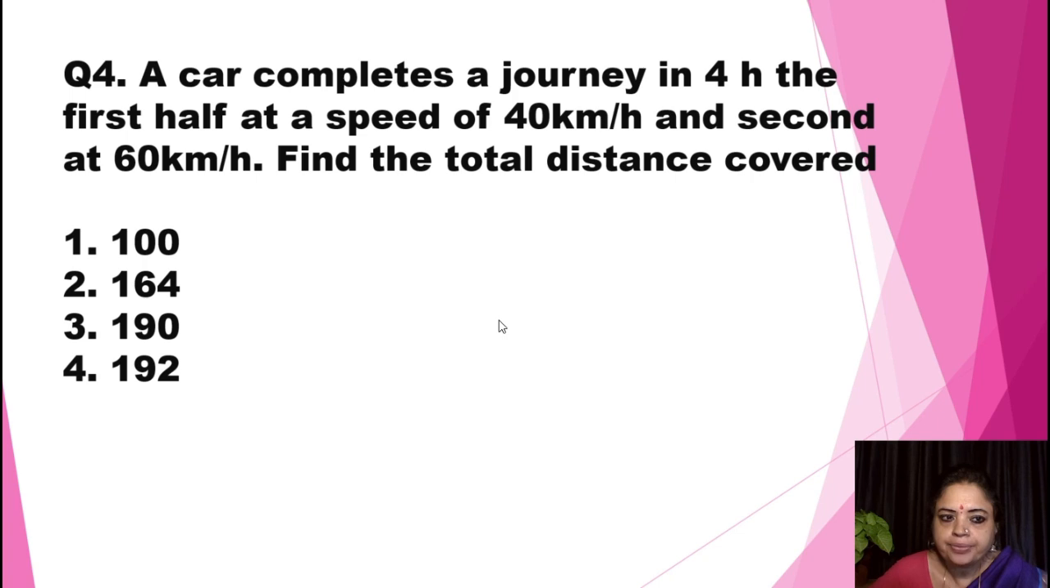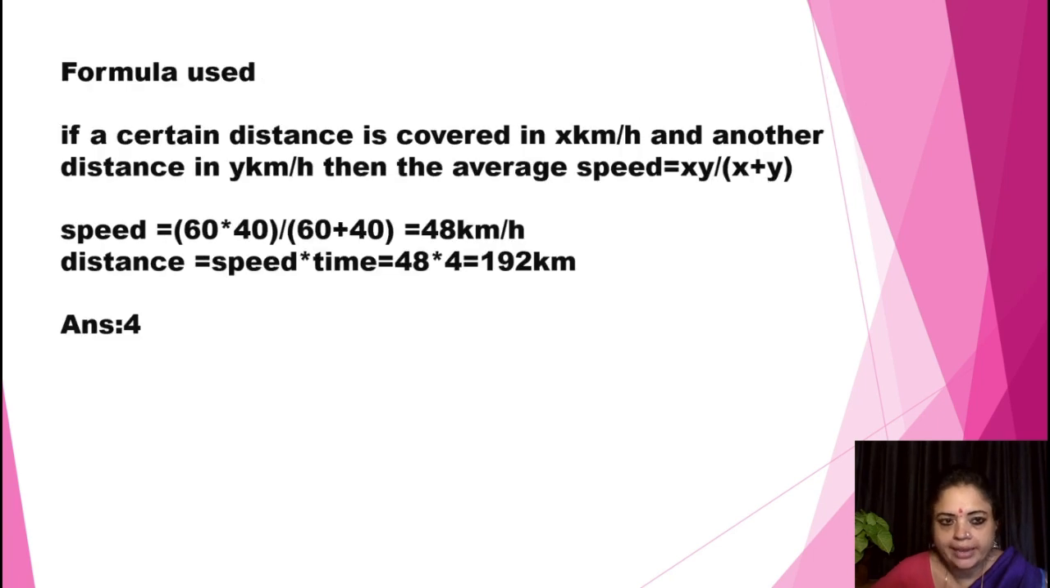Next we will discuss another type of problem. See here, a car completes a journey in 4 hours. The first half at a speed of 40 km per hour and the second half at 60 km per hour. Find the total distance covered. So here a car is moving at 2 different speeds and we have to find out the total distance covered, and the total journey is covered in 4 hours. So here options are given. Let us see how we can calculate.